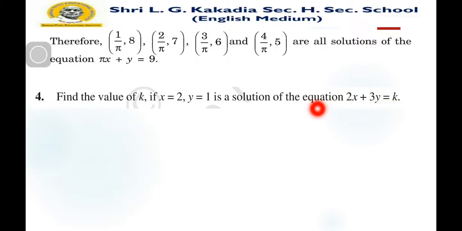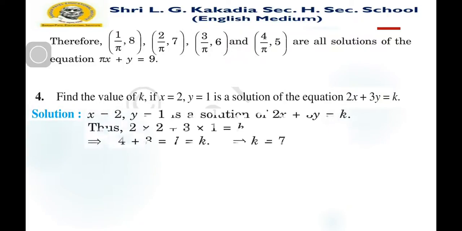So by substituting x is equal to 2 and y is equal to 1 in the linear equation, we can find the solution. x is equal to 2 and y is equal to 1 is a solution of 2x plus 3y is equal to k, so it satisfies the equation. Thus 2 into 2 plus 3 into 1 is equal to k, that is 4 plus 3 is equal to 7 is equal to k. The value of k is equal to 7.